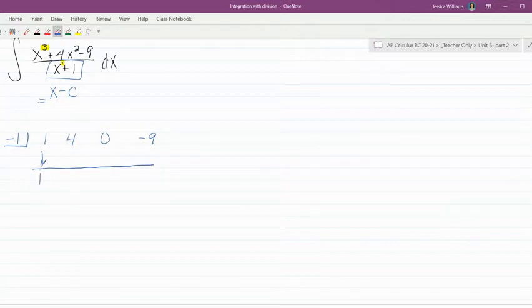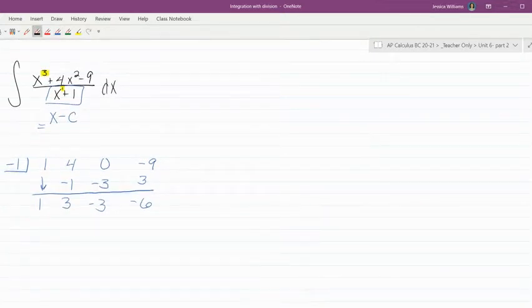So I multiply what's in the box. I get -1. I add and get 3. I multiply what's in the box. I add and get -3. I multiply what's in the box. I add and get -6. So that was a really quick synthetic division review. I assigned it to you on Wednesday, so feel free to go do it in the Delta.